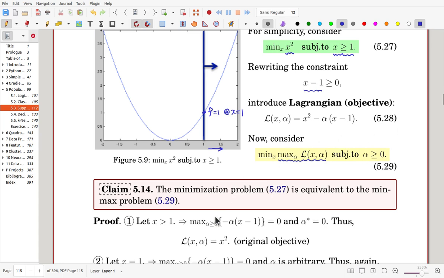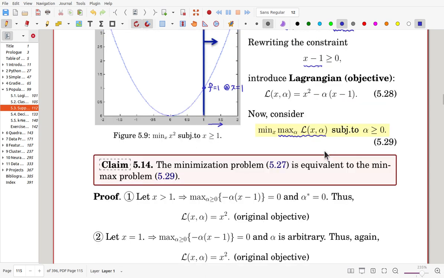Here the claim is that the original minimization problem in 5.27 is equivalent to the min-max problem in 5.29. This problem and that problem are equivalent. Okay, let's see the proof.